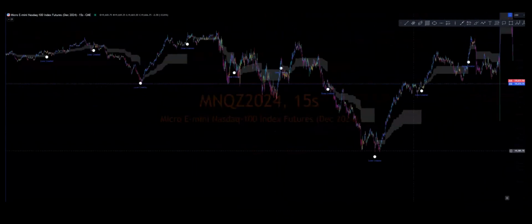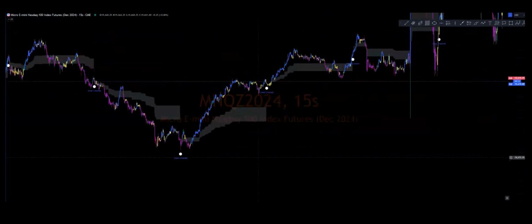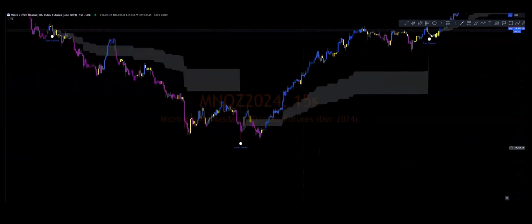You're getting in at the bottom of the demand. You know it's the demand, and it goes up. That is how you catch those trades right there.